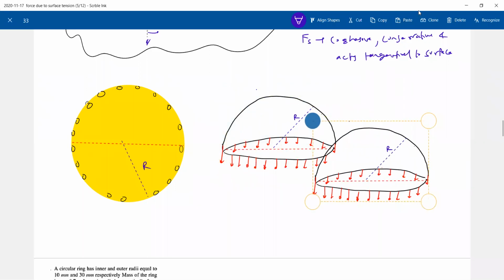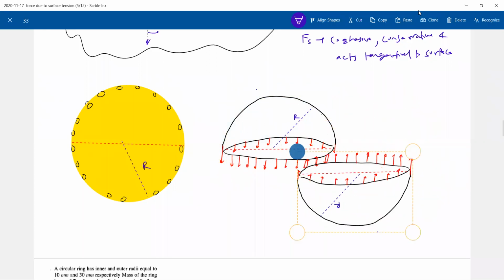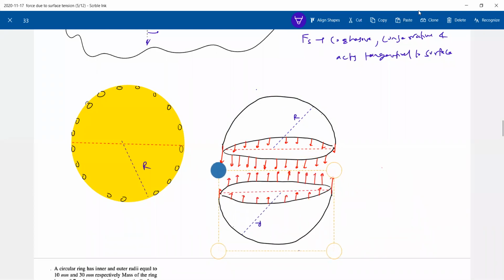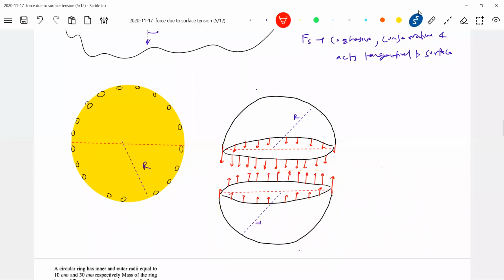I think I am really showing very good diagrams. I cut this into two parts, an upper part and a lower part, and separate them. This is very clearly visible for everyone. Try to see this. What is this arrow? Force exerted by this molecule on this molecule. What about this arrow? Force exerted by this molecule on this molecule.